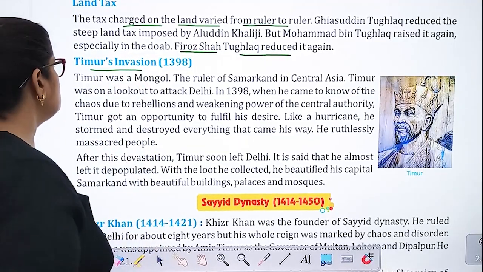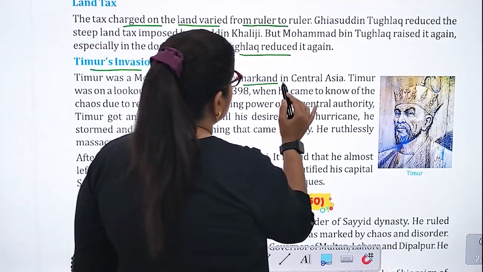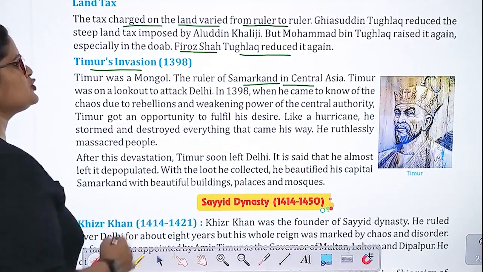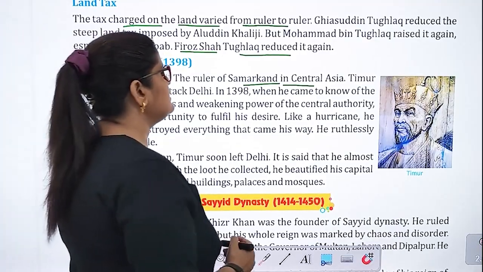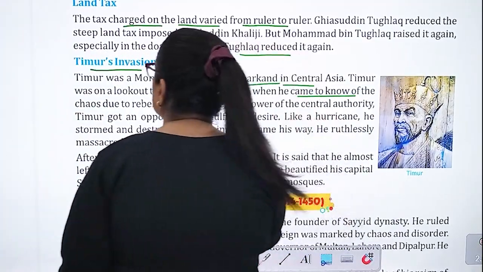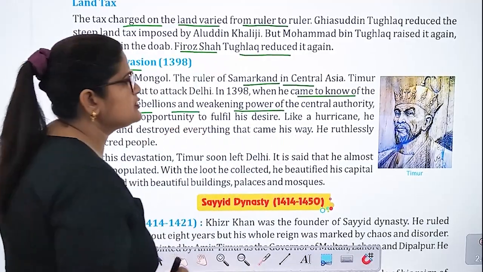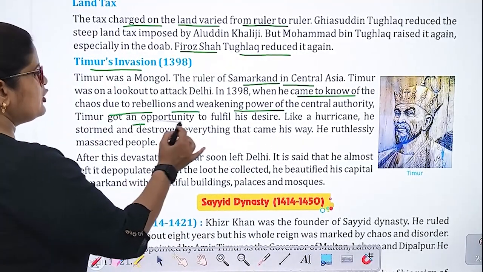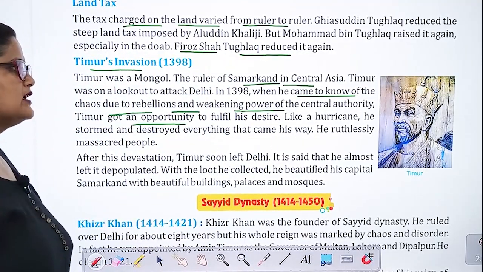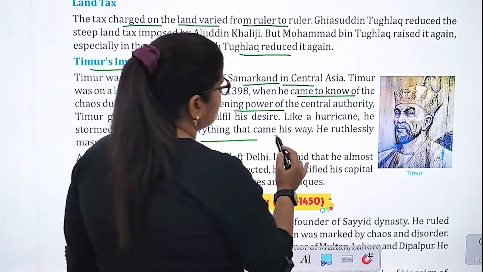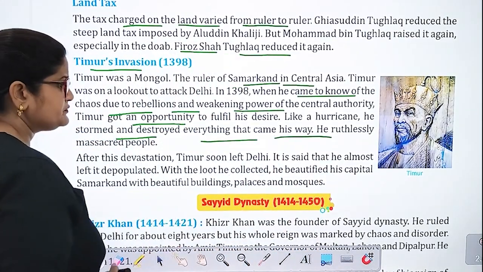Timur's invasion. Timur was a Mongol, the ruler of Samarkand in Central Asia. Timur was on the lookout to attack Delhi in 1398. When he came to know of the chaos due to rebellions and the weakening power of the central authority, Timur got an opportunity to fulfill his desire. Like a hurricane, he stormed in and destroyed everything that came his way.